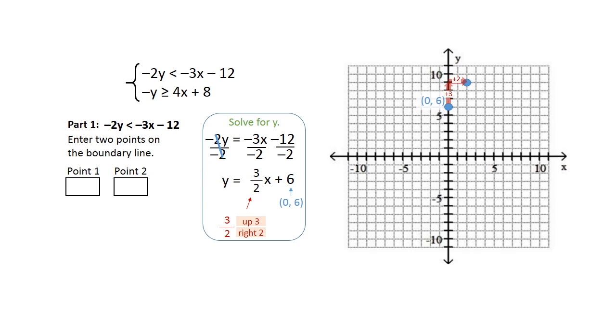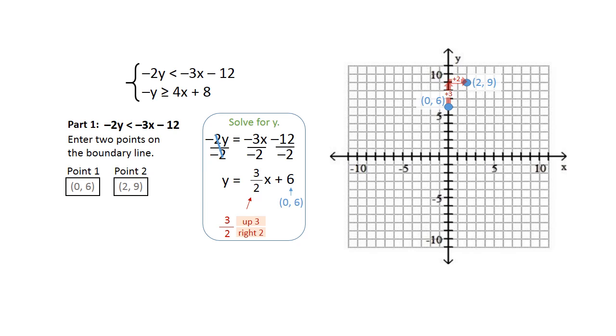Then I'm going to take a look at the graph itself and see what point did I just plot. Well, that's 2 to the right and 9 up, so I just graphed 2, 9, and that's my second point. So when I have to enter 2 points on the boundary line, I can enter that 0, 6 and 2, 9, and it'll draw the line for me. Now, we're going to actually finish the example as if we're drawing the lines ourselves.